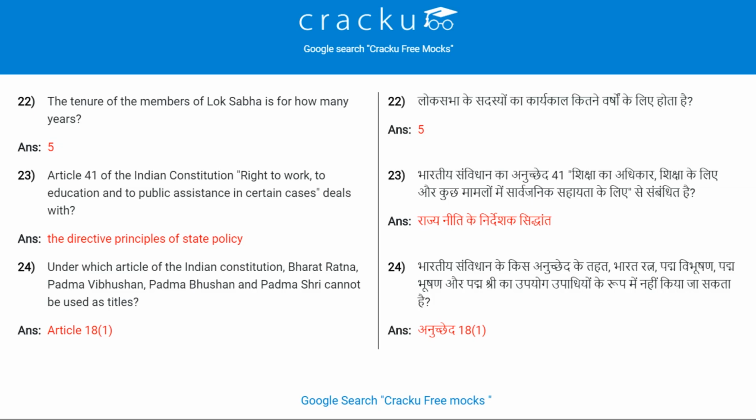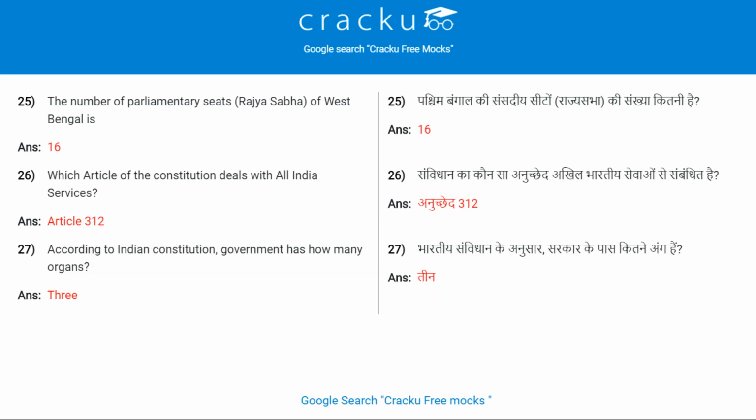Under which article of the Indian Constitution can Bharat Ratna, Padma Bhushan, Padma Vibhushan and Padma Shri not be used as titles? Article 18(1). The number of parliamentary seats of West Bengal is 16. Which article of the Constitution deals with All India Services? Article 312.